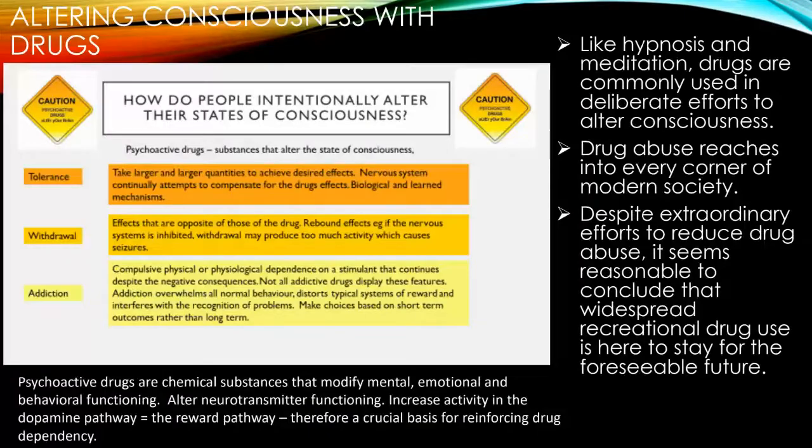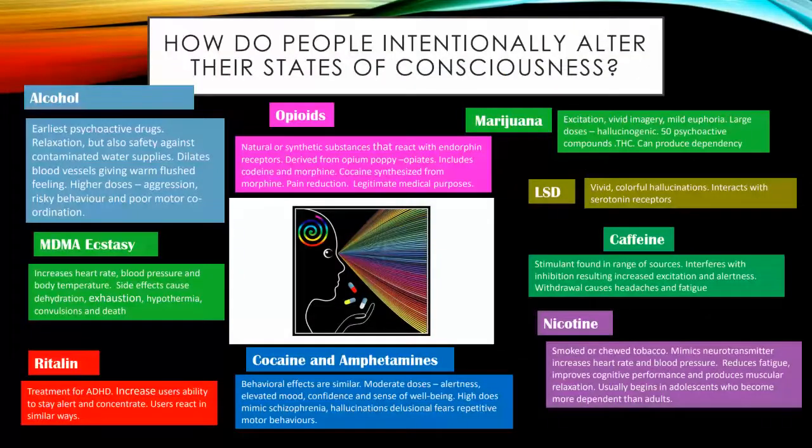And obviously, the final thing is we alter our consciousness with drugs. It's a very conscious effort to take drugs to alter our state of consciousness. Psychoactive drugs specifically modify mental, emotional, and behavioral functioning. So it affects our neurotransmitter functioning and it alters our consciousness. Some of the drugs that people take to intentionally alter their state of consciousness are things like marijuana, LSD, caffeine. We take caffeine to make us more aware. We have a cup of coffee in the morning to wake us up and make us more conscious. Ritalin in children, a treatment for ADHD, increases their ability to stay alert and conscious.